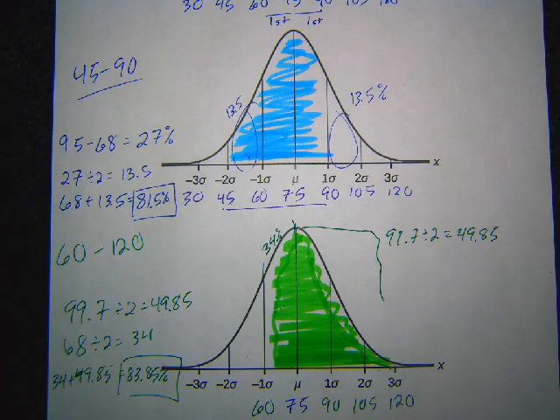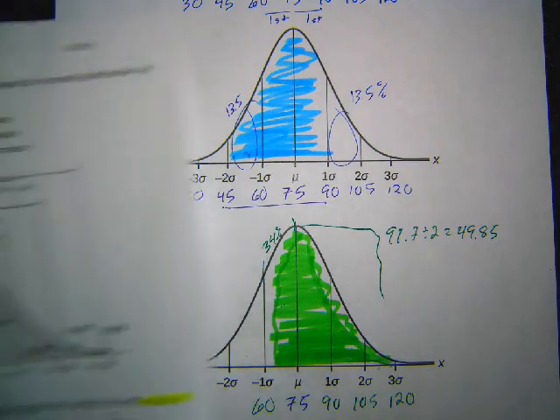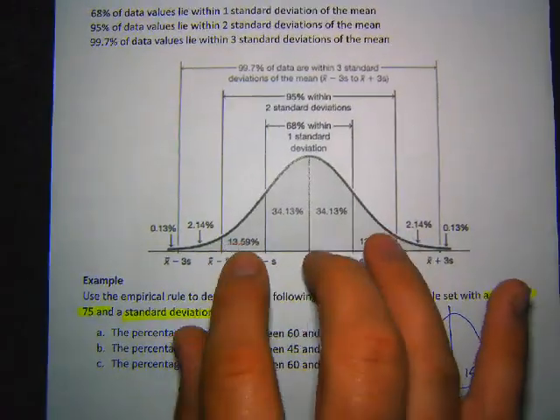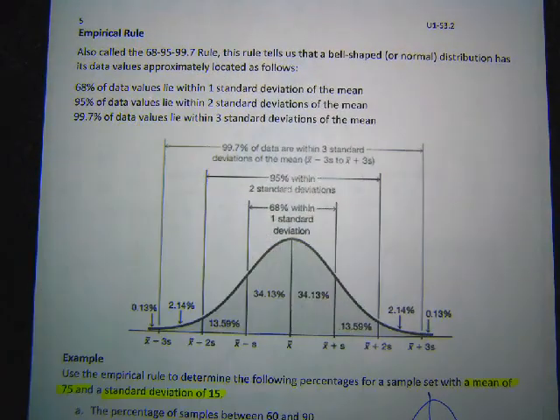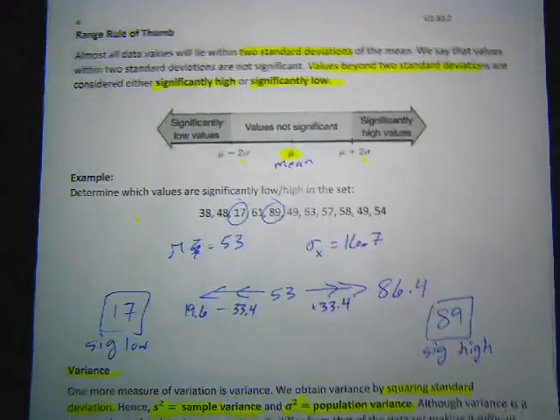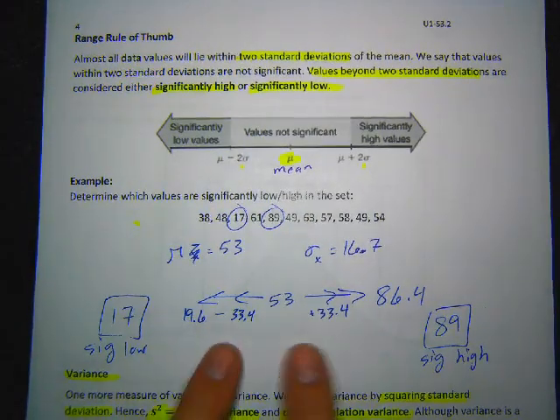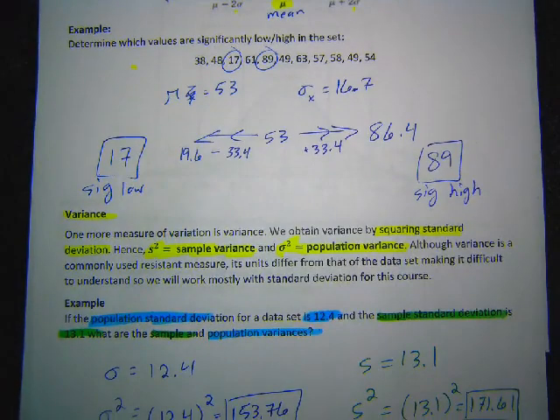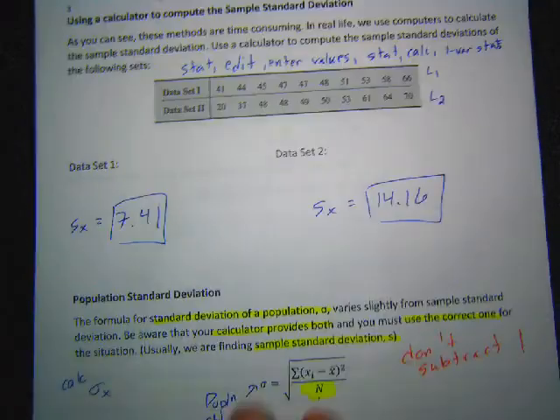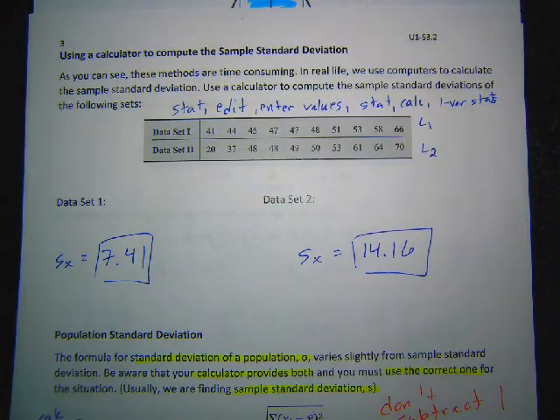So, all right, that's it for 3.2. So 3.2, you should be ready to work with this empirical rule, with this bell curve. So you have this normal, nice bell curve, and you're looking at that 68, 95, 99.7. You should be ready to use that range rule of thumb and know that there's significantly low or high values when they're more than 2 standard deviations out. You should be able to find variance by squaring the standard deviation. You should be able to find the population or the sample standard deviation. Again, we're just going to use the calculator, so you just have to know which one's which.